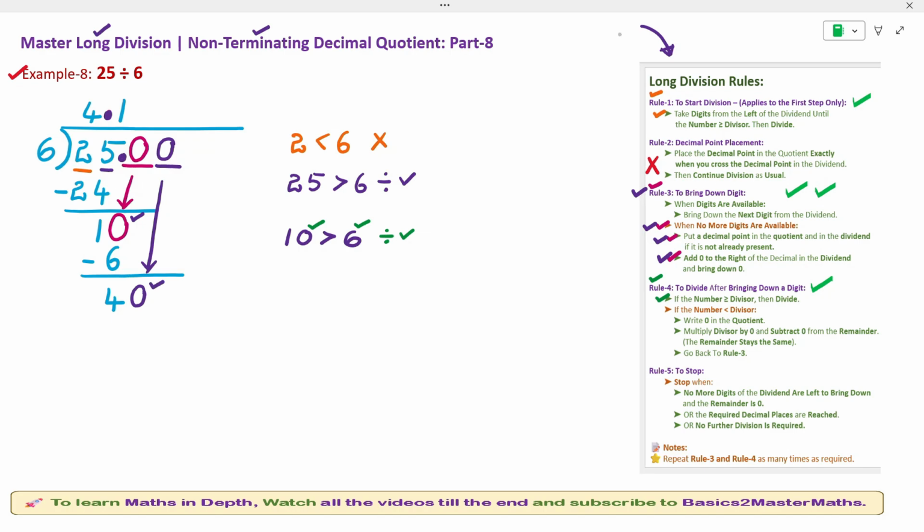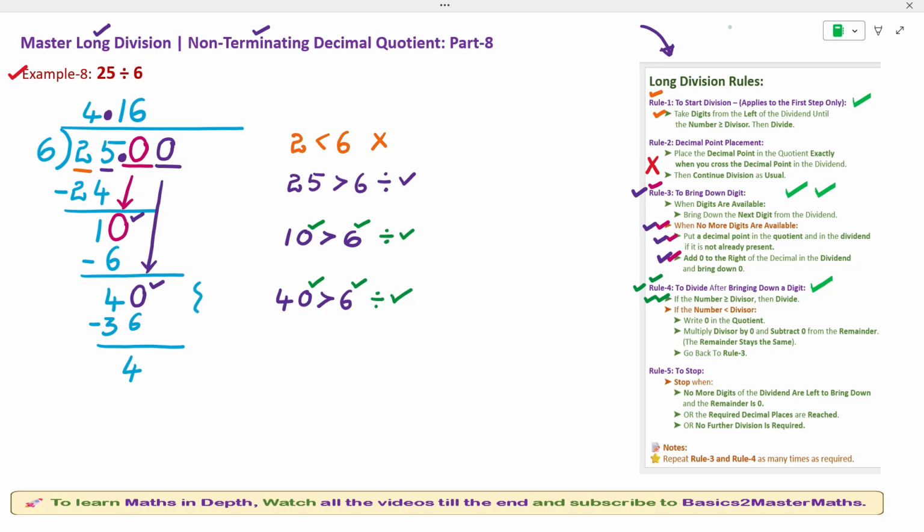Now the number becomes 40, which is greater than the divisor 6. Let us apply rule 4 again. If the number is greater than or equal to the divisor, then divide. 6 sixes are 36. So you will get 4 as the remainder again.